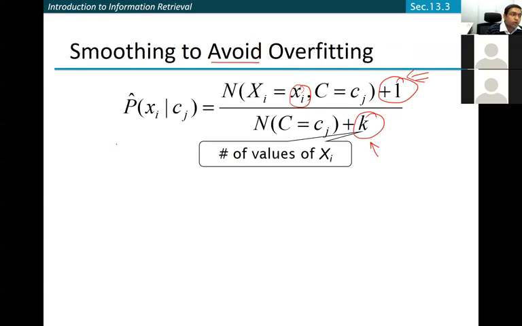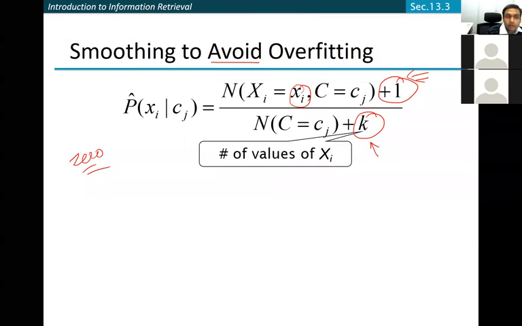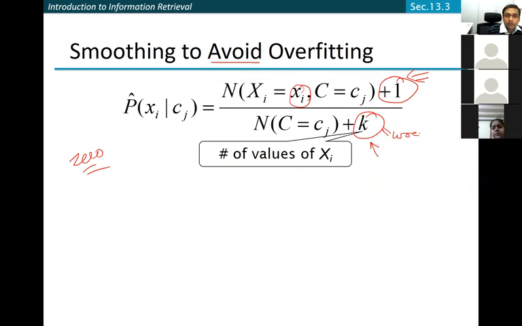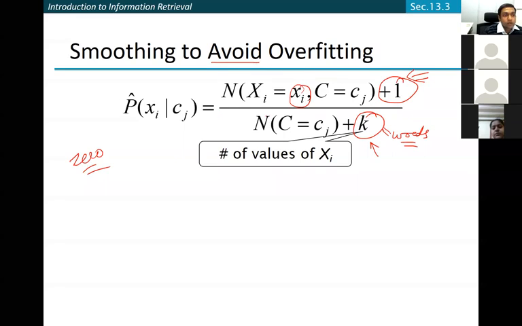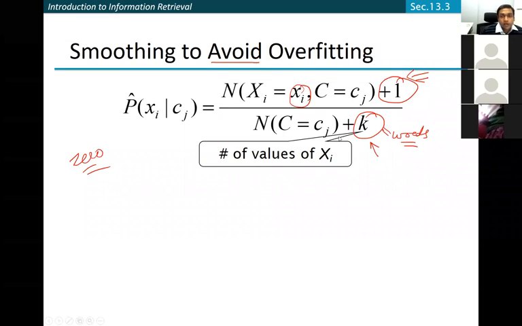So 0 is avoided by using this, but this is also added just to avoid overfitting. This k is equal to the total number of words in the dictionary, so this is also taken. These two modifications are done just to make the algorithm work.